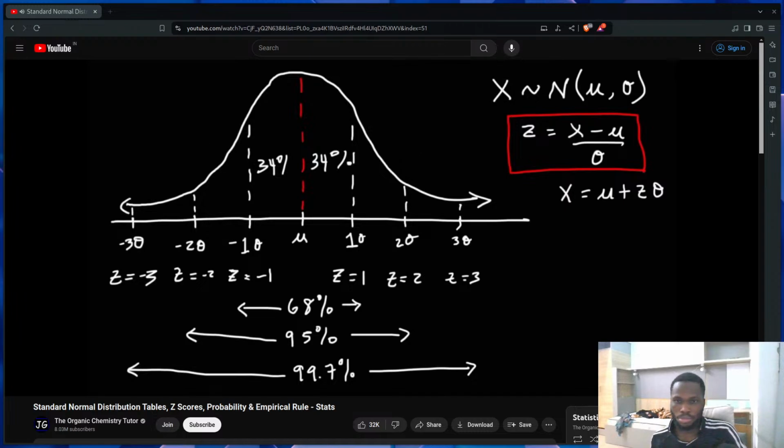To get that answer, you need to subtract these 2 numbers. 95 minus 68, that's going to give us 27. And then if you divide that by 2, you're going to get 13.5.